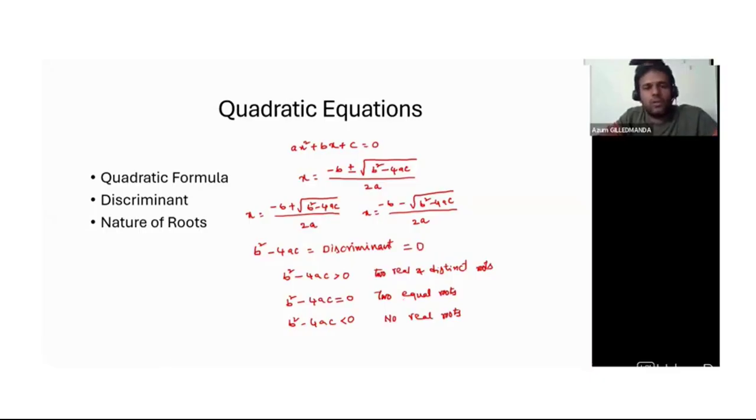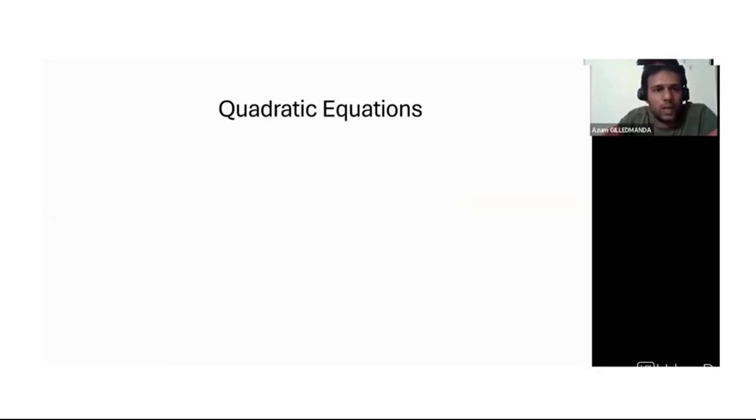So we'll solve one equation using this quadratic formula. Let's take any one equation. For example, I am taking 3x square minus 4 root 3 x plus 4 equal to 0. I'm taking a slightly complex one.